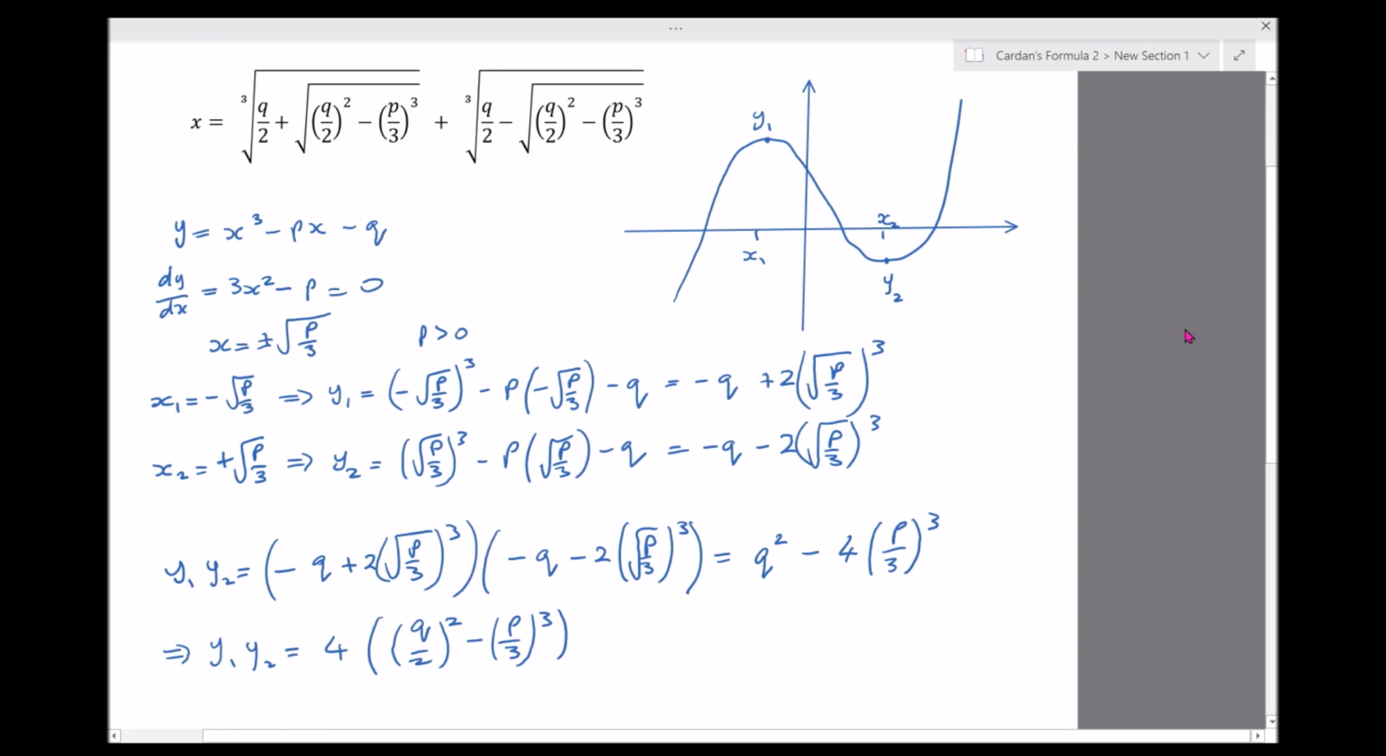In the next video, we'll start looking at complex numbers and the algebra behind complex numbers, how we handle them.